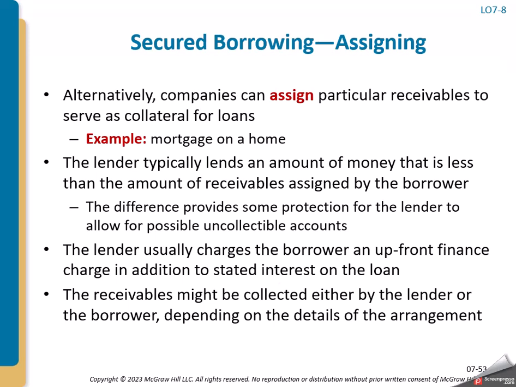So if they assign particular receivables to act as collateral, then they are going to collect the money, and that lender's going to charge them an upfront financing fee, and then the receivable could be collected by either party. So it depends, because the customer could pay directly to the bank, and then the company's out of it completely, or they could pay the company, and then the company in turn pays the bank.